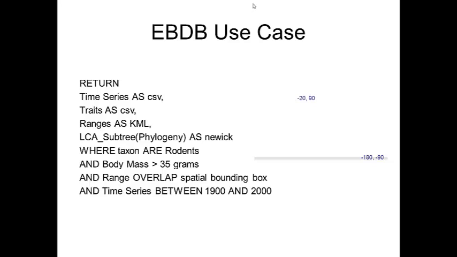So basically that's saying, for example, if I've got a set of species and I want to get information for all the species that those species share a common ancestor for. Don't worry about the details. Where, in this case, the taxon is rodents, we're only interested in rodents with a body mass of greater than 35 grams, where their range overlaps a particular spatial bounding box, and that we have time series information between 1900 and 2000. So that was one example of what a user might want out of the Entangled Bank database.